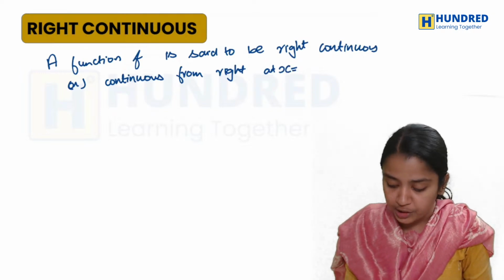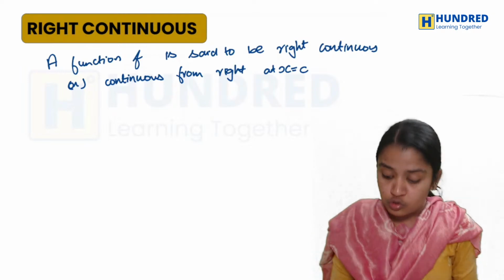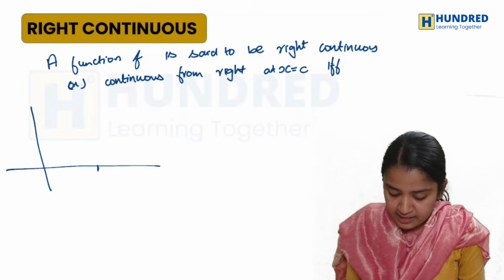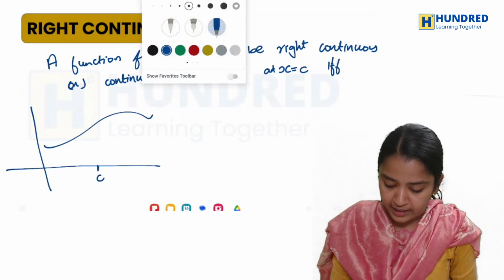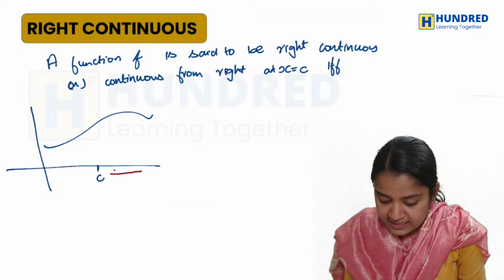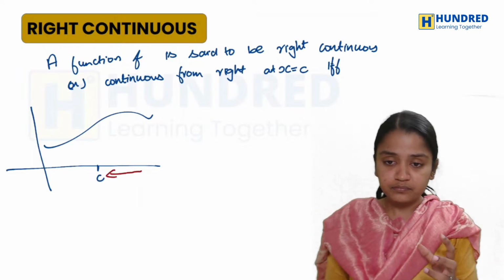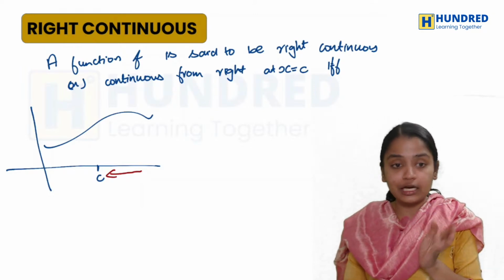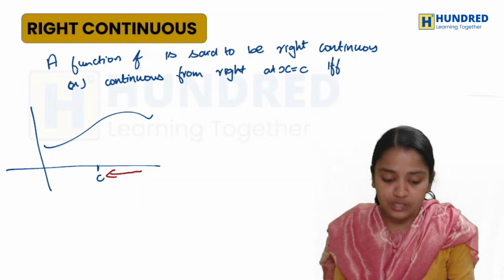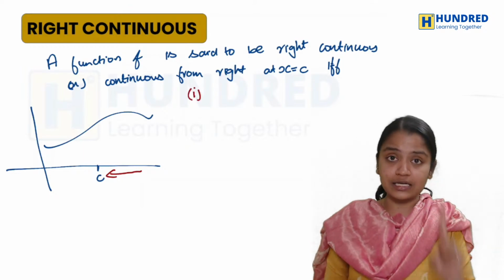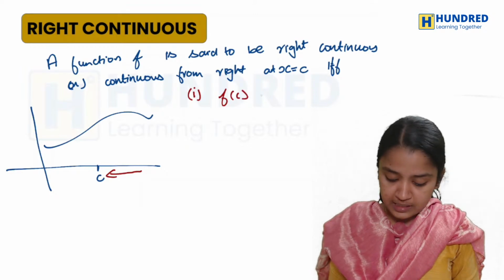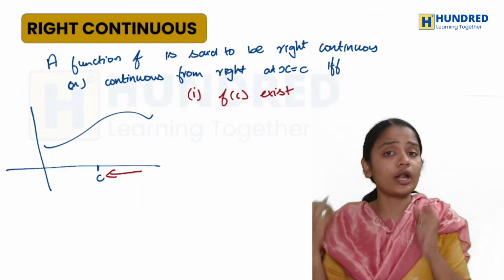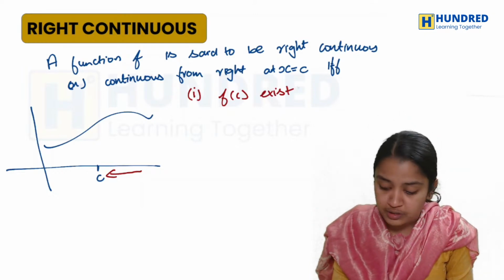So when do you say that? Let me draw a diagram. Same way, this is the point c and this is the function, for example. From the right side you have to check the conditions, whether it is continuous or not. What are the conditions? First condition is that f of c exists. So for both right continuous and left continuous, your f of c should exist.